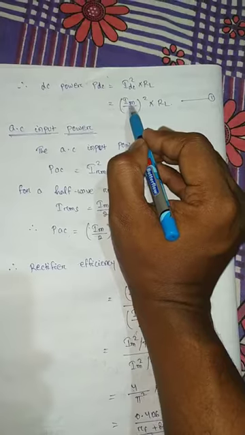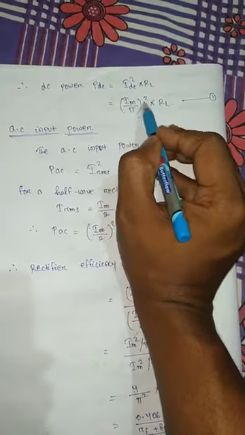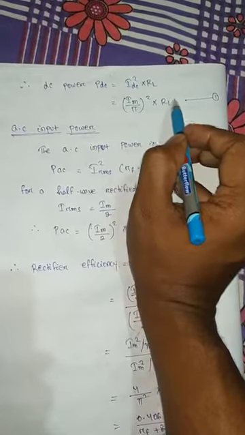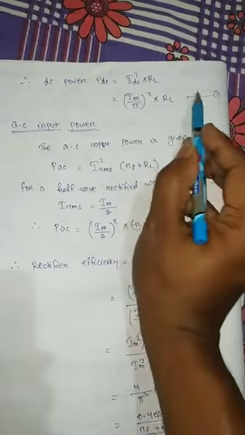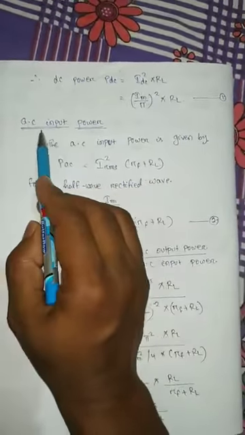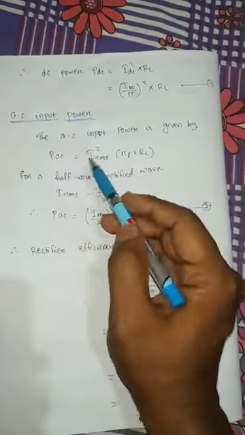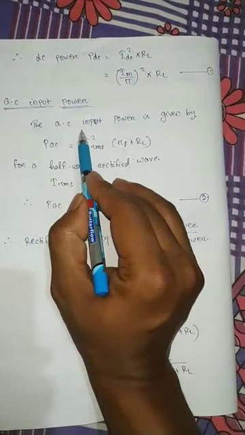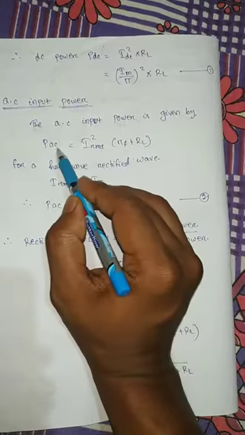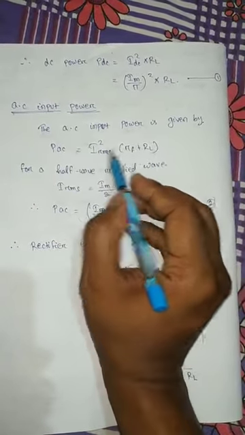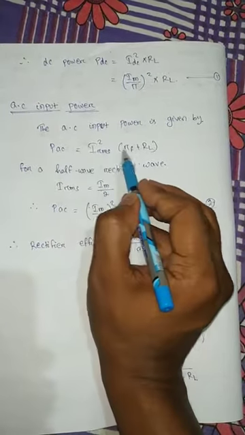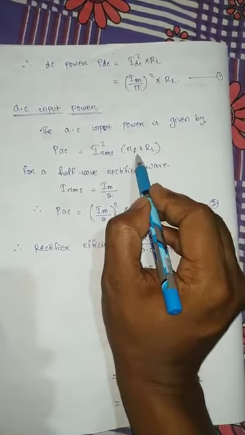IDC is IM divided by pi, whole square, into RL. We will take this expression as equation 1. Now we will calculate the AC input power. The AC input power is given by PAC equal to I RMS square into RF plus RL.